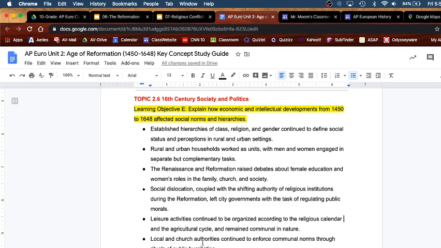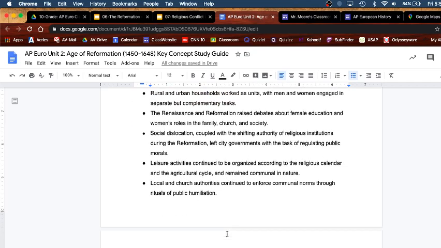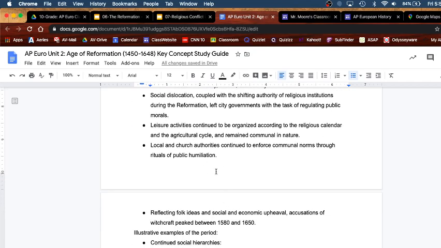Local and church authorities continued to enforce communal norms through rituals of public humiliation. I don't know if you've ever heard of the stocks. People being, their head and their hands put into the stocks. If they did something, people could walk by and spit on them and make fun of them. Those are some of the things that were happening to try to regulate the morale or the morals of societies.